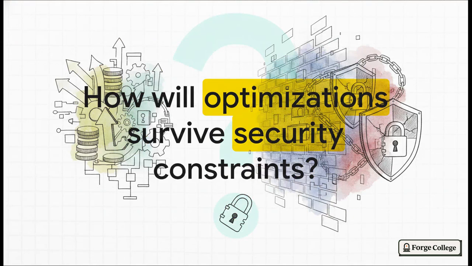So I want to leave you with this final, somewhat provocative thought. You found an incredible $12,000 optimization today, but how resilient are those cost savings when the ultimate stress test of security is applied tomorrow? Will your optimizations survive, or will security constraints just completely eat up your margins? We'll find out next time.